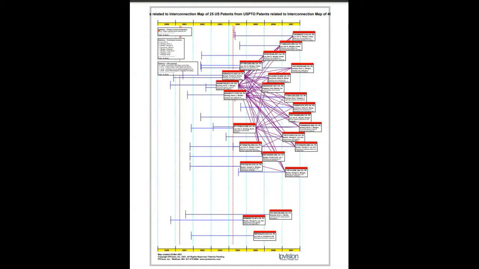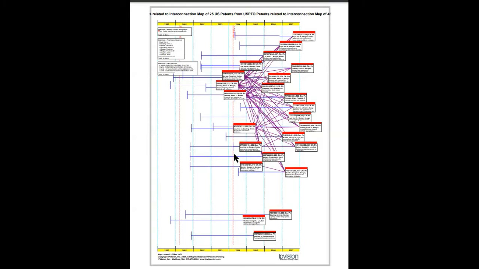Patent citation interconnection maps show the relationship among a group of patents, the citation relationship. Please refer to the video How to Read a Patent Map to understand how this all works. This is an example of an interconnection patent map. These patents here are all referencing each other.